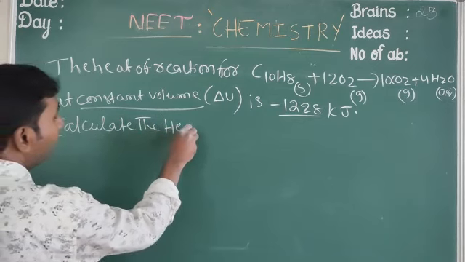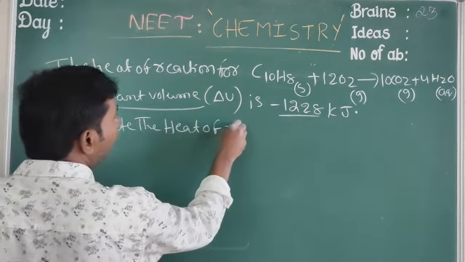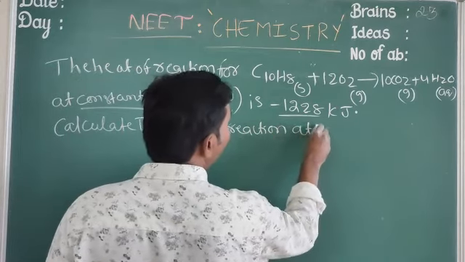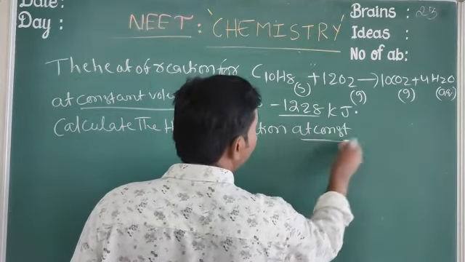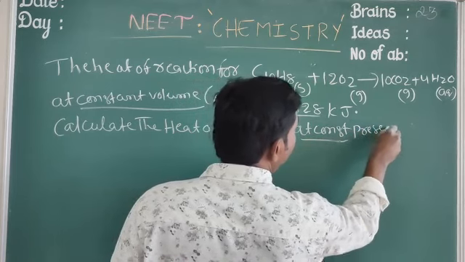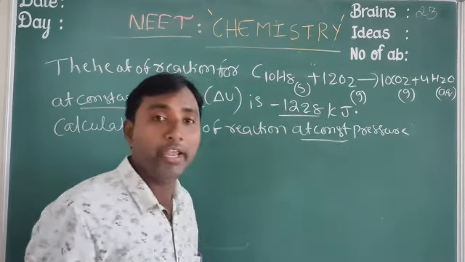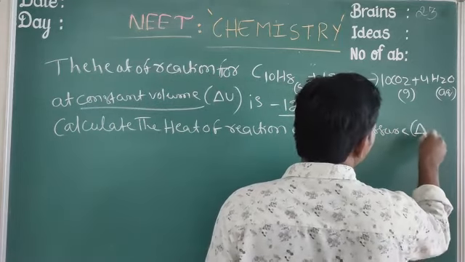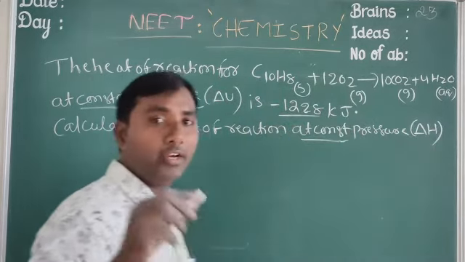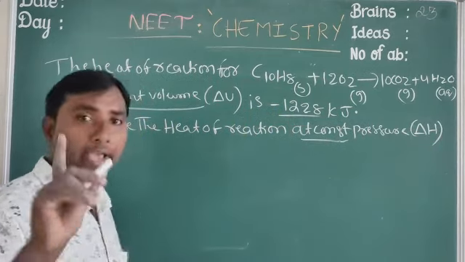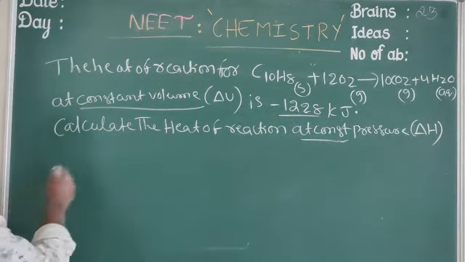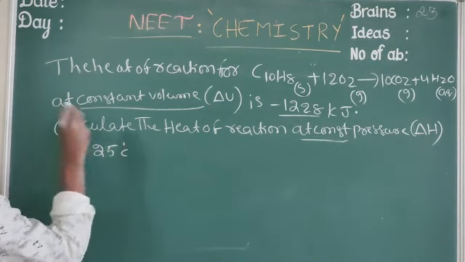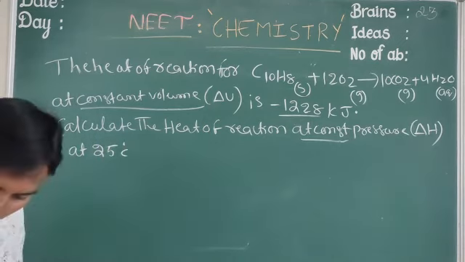Calculate the heat of reaction at constant pressure. Heat of reaction at constant pressure means enthalpy. Okay, at 25 centigrade.